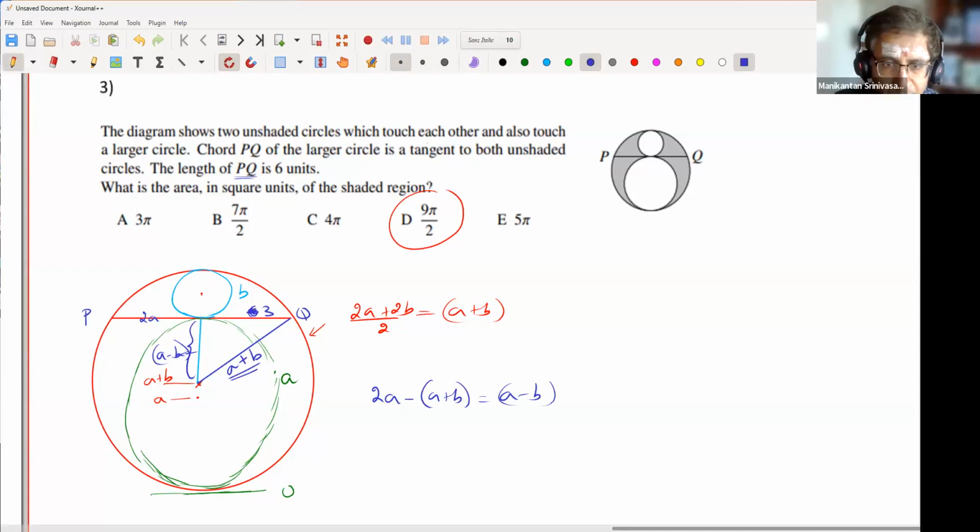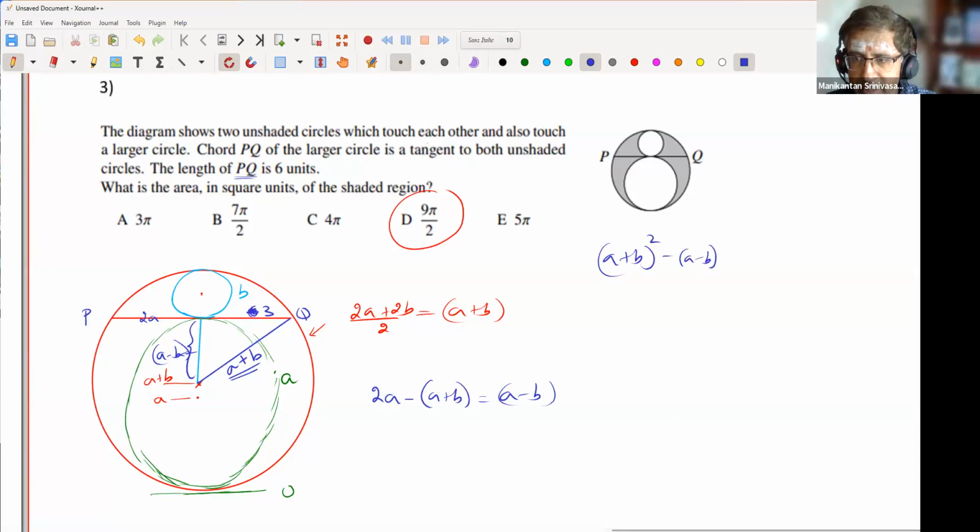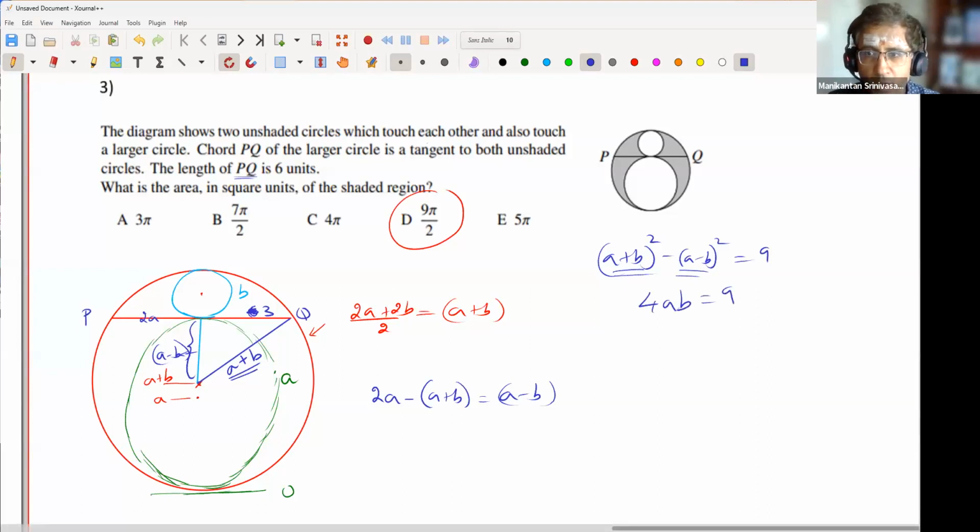So this is 3. Now, just by Pythagoras theorem, (A plus B) whole square minus (A minus B) whole square is 3 square. That's 2AB plus 2AB, so 4AB is 9. And then what do we want? We want the area of the shaded region.